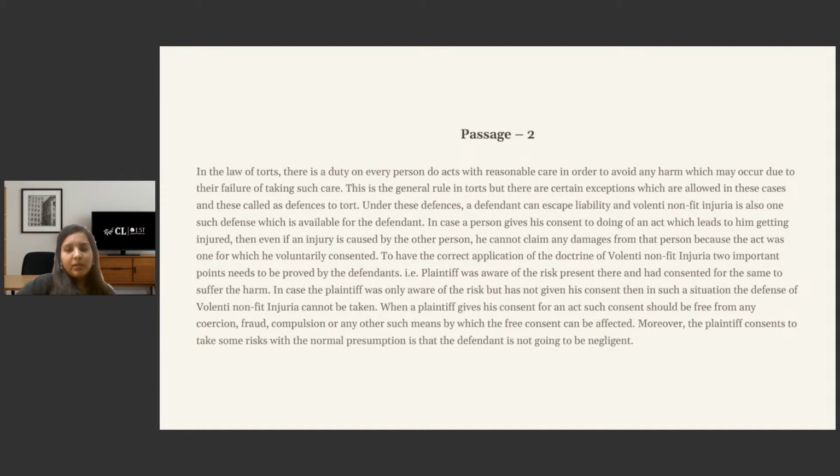The following is on volenti non fit injuria. If you voluntarily consented at a certain place, then you cannot ask for damages. Any repercussion that is going to be there, then you are going to be liable, right?